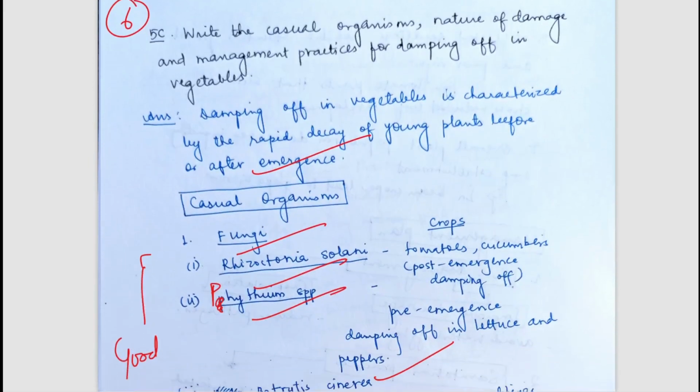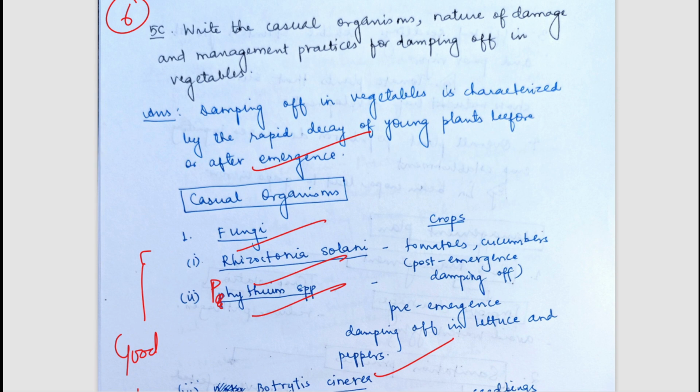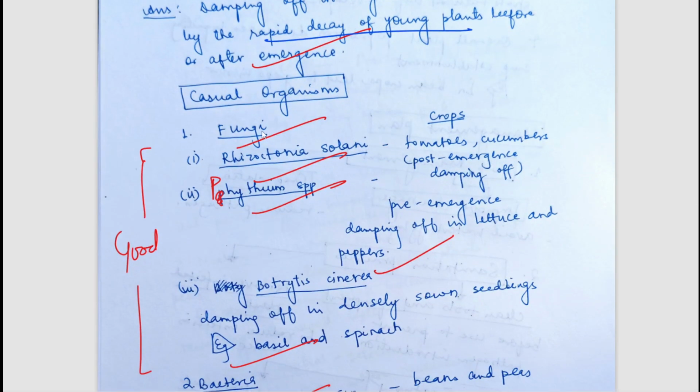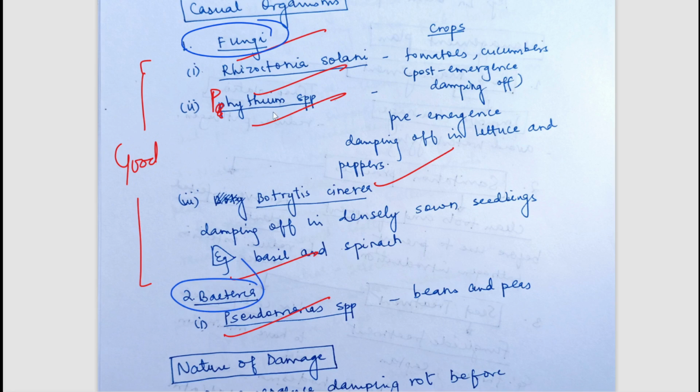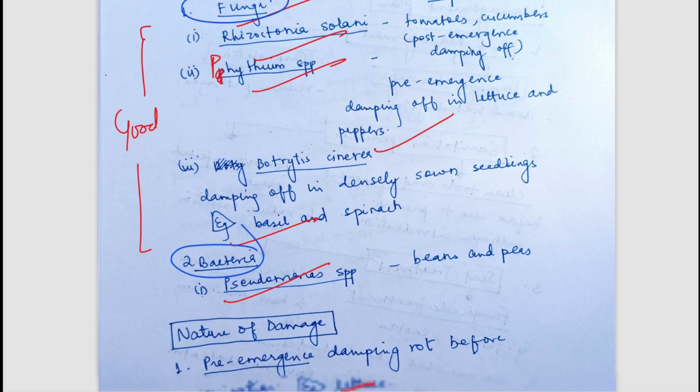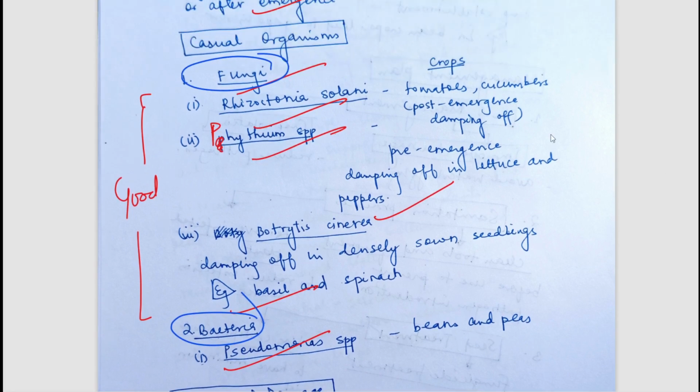The next question is: write the causal organism, nature of damage and management practices for damping off in vegetables. So what is damping off? That is rapid decay of young plants. Now its causal organism: it is generally caused by fungi. It is also caused by bacteria, and you can see the names of fungi and bacteria have been mentioned. The crops in which they affect have also been mentioned.